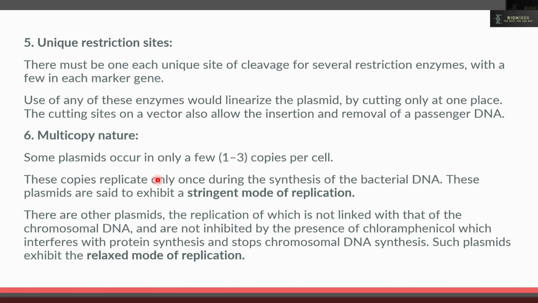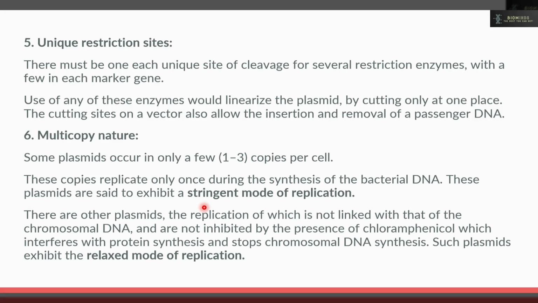But the plasmid has the feature that in one bacterial cell you can see multiple plasmids. One bacterial cell can contain 1 to 10 plasmids. So it becomes very easily isolable, and you can isolate that plasmid easily.